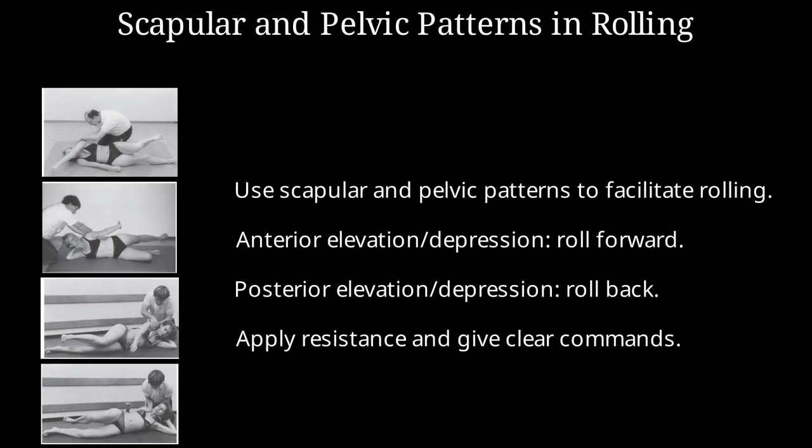Specific scapular and pelvic patterns facilitate rolling. For example, anterior elevation and depression of the scapula or pelvis help roll forward, while posterior elevation and depression help roll back. Commands and resistance are tailored to these patterns.